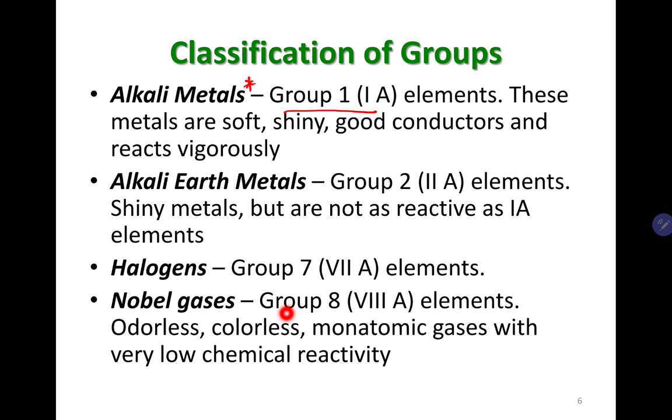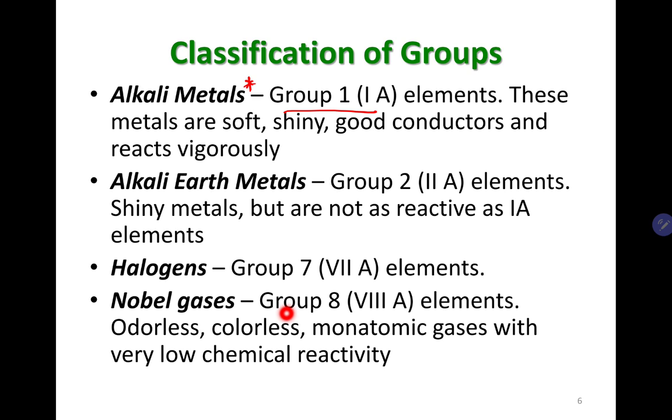And group 2A metals, elements starting from beryllium, magnesium, calcium, strontium, barium, radium. So group 2A metals are also known as alkali earth metals. So if someone asks you to name an alkali earth metal, you can name anything starting from beryllium through barium.